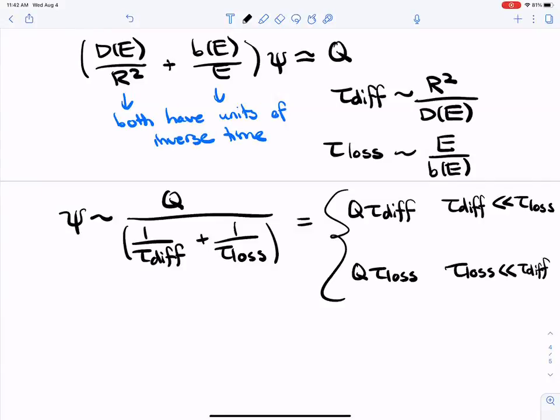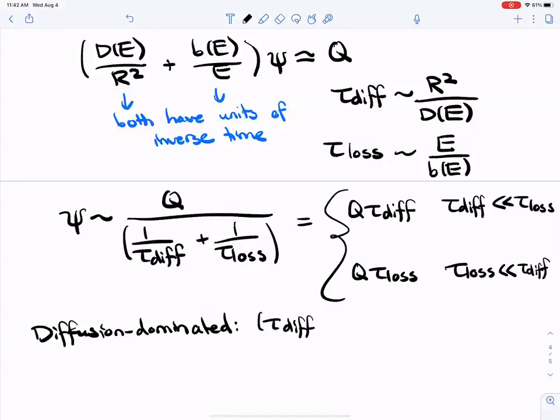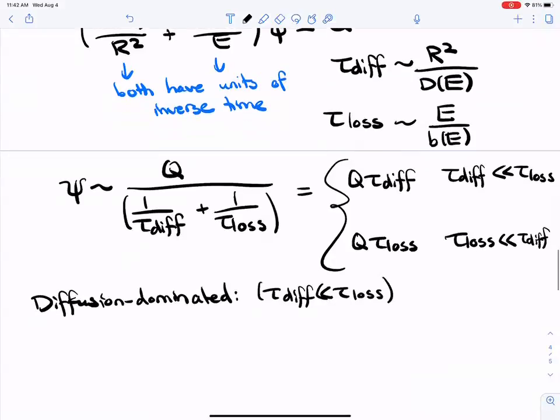Whichever of these timescales is shorter, diffusion or loss, is going to dominate the evolution in the spectrum. So let's look at these two regimes. The first is the diffusion dominated regime, where the timescale for diffusion is short compared to the other timescales in the problem. In that case, the energy dependence comes entirely from the energy dependence of the diffusion coefficient.